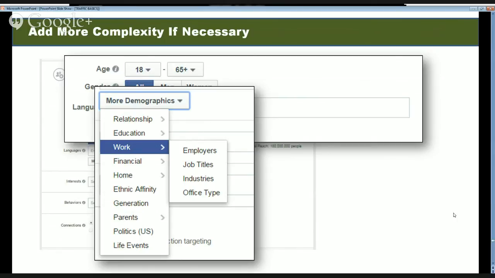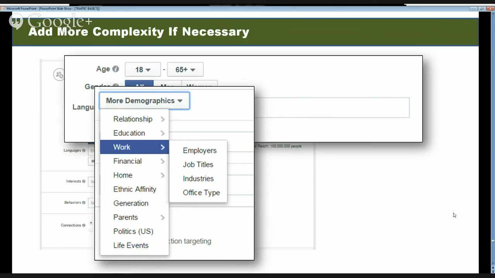Financial, how much money do they have? How much disposable income do they have? Do they own their home or not? What ethnicity do they identify themselves with? Are they parents? Are they single parents? What are their political interests? Are they Democrat? Are they Republican? Do they give money to one of those parties? Are they libertarian? And then different life events. So there's a lot of stuff that you can specify there. And again, the more that you can specify, the better.